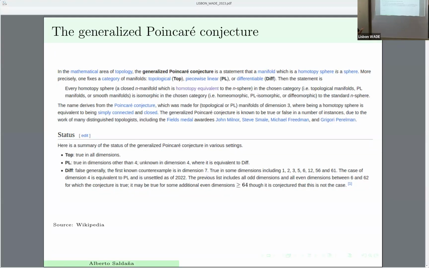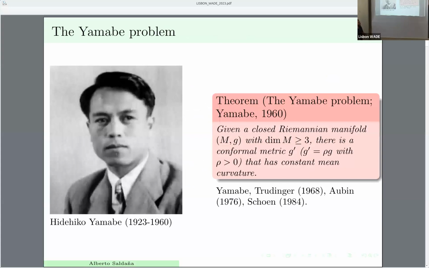Okay, so the Poincaré conjecture is a big problem that has inspired many mathematicians to create new methods and try to solve the problem. And one of these mathematicians was Hidehiko Yamabe. He was trying to solve the Poincaré conjecture, and his approach to the problem was first to simplify a little bit the situation, the structure of the manifold. So he stated this problem and gave a solution.